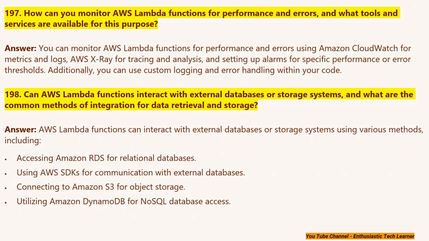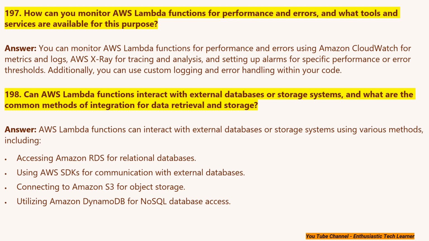How can you monitor AWS Lambda functions for performance and errors, and what tools and services are available for this purpose? You can monitor AWS Lambda functions for performance and errors using Amazon CloudWatch for metrics and logs, AWS X-Ray for tracing and analysis, and setting up alarms for specific performance or error thresholds. Additionally, you can use custom logging and error handling within your code.